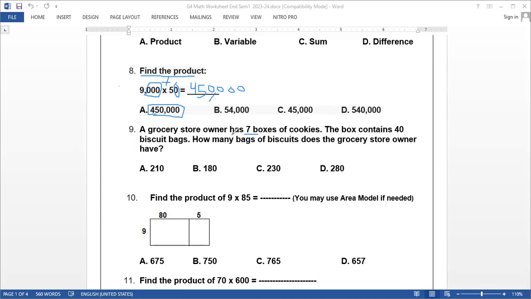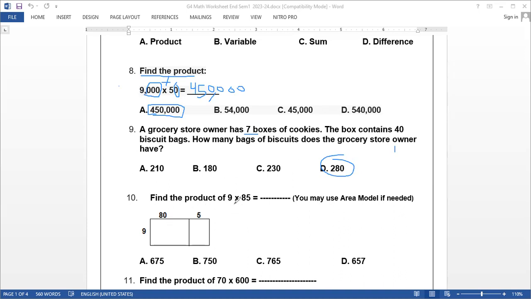So as you know, the multiplication is a repeated addition. So each box has 40 bags. So we can say 40 plus 40 plus 40 plus 40 plus 40. He wants the total. So 7 times 40. So we multiply them. 4 multiply 7 equals 28. And we bring the 0, it's 280.